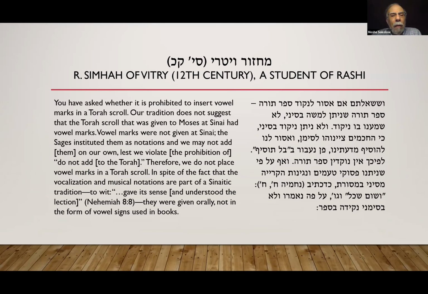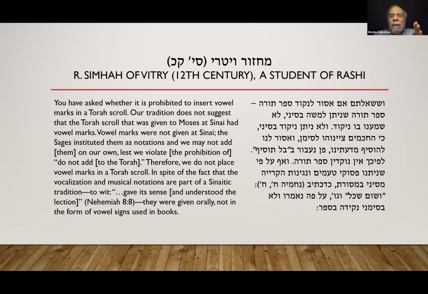Furthermore, he says that the vowel marks, the signs, were not revealed at Mount Sinai. Ki hachachamim tzienuhu l'siman. Rather, he says, these vowel signs were introduced by the sages. He doesn't say which sages, he doesn't say whether we're talking about the sages of the Mishnah, the sages of the Talmud. It doesn't say, right?